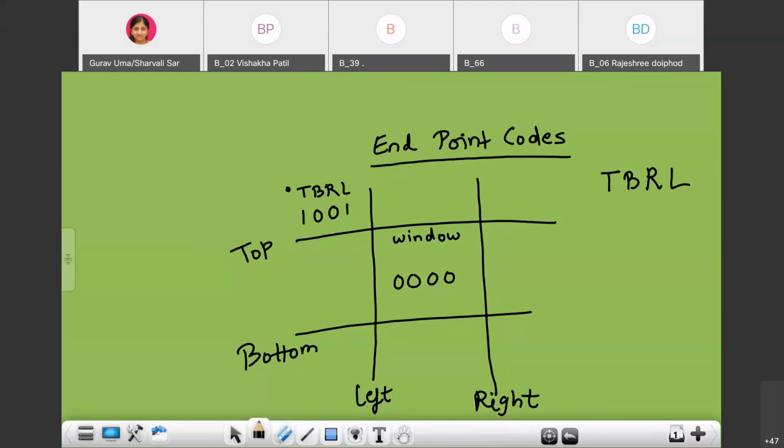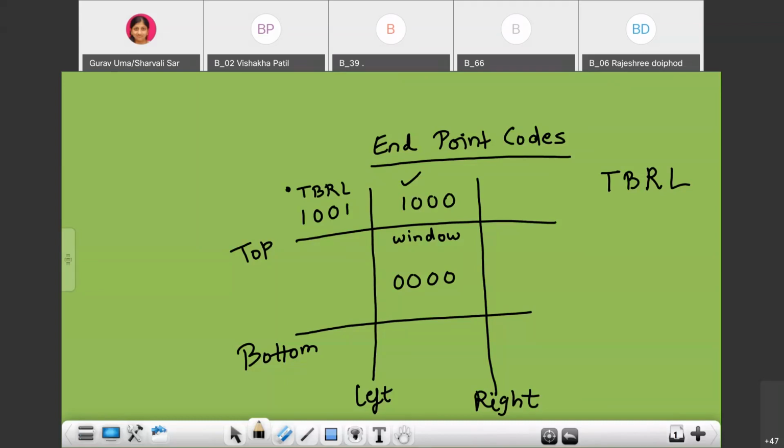Now go for the second block. In this block, what will be my code? Is this block at top? Yes, it is at the top side, so my code will be 1 first. Then is it at bottom? No, so it will be 0. Is it at right side? No, so 0. Is it at left side? No, so it will be 0. So this is the code for this block.